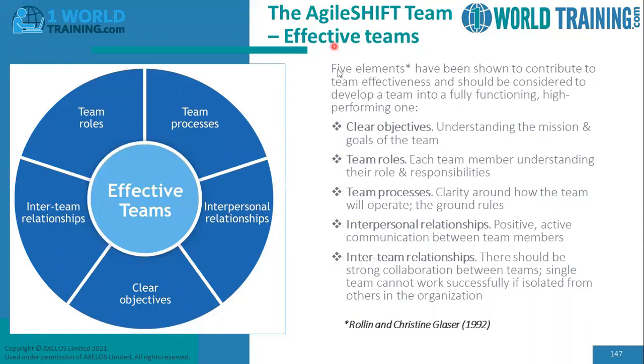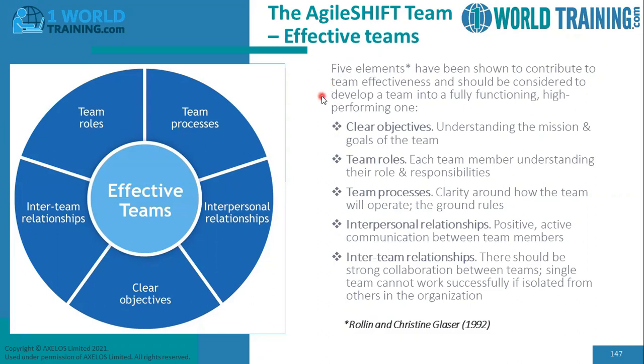We now move on to the concept of effective teams in the AgileSHIFT team structure. This picture here shows us 5 items. These are the 5 elements as per Rollin and Christine Glaser from the 1992 article and research.